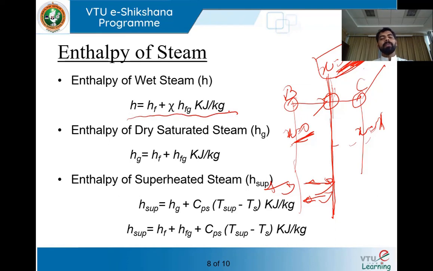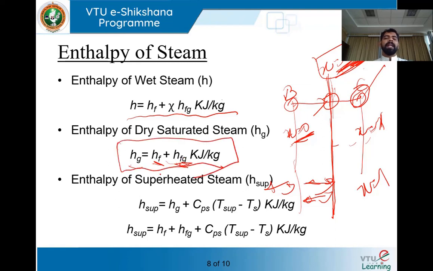What about enthalpy of dry saturated steam? It is nothing but once we reach this point C only. That means to say x will be equal to 1. So in the same formula, if I substitute x equal to 1, it is nothing but sensible heat plus total latent heat of evaporation hfg. So enthalpy of dry saturated steam is given by hf plus hfg. And beyond this dry saturated state is the superheated state.